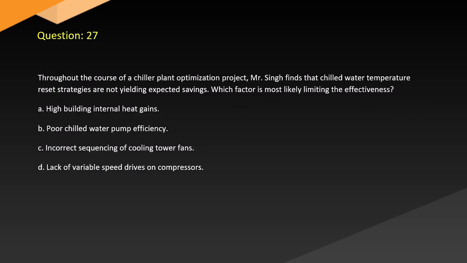Question 27. Throughout the course of a chiller plant optimization project, the auditor finds that chilled water temperature reset strategies are not yielding expected savings. Which factor is most likely limiting the effectiveness? A. High building internal heat gains. B. Poor chilled water pump efficiency. C. Incorrect sequencing of cooling tower fans. D. Lack of variable speed drives on compressors.